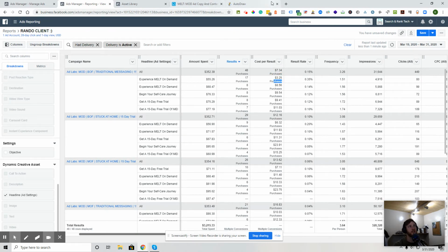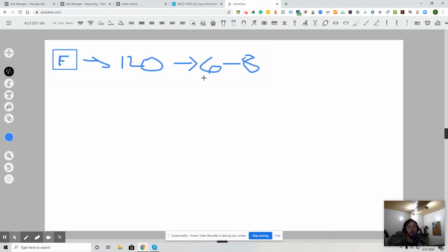$3.25 per purchase. If you remember, our average lifetime value is about half the customers. So remember, we have a free trial, and then right around 50% of those people become an ongoing member. And the average lifetime value of a member is around 6 to 8 months, which brings us $120 just through their subscription service, not including any physical products.